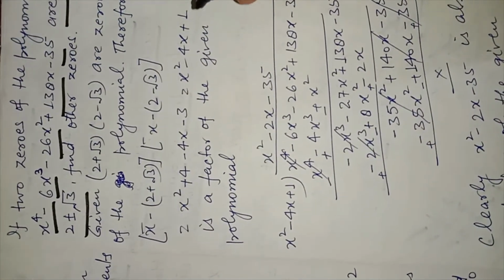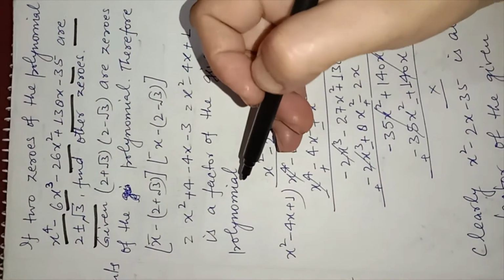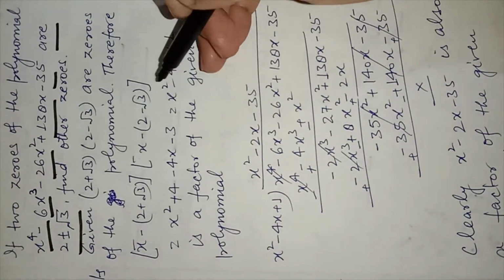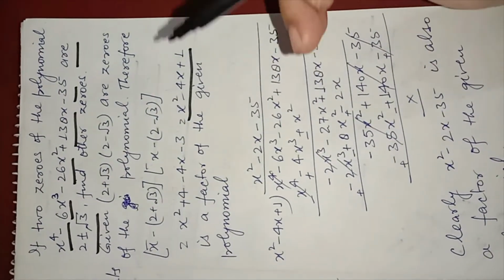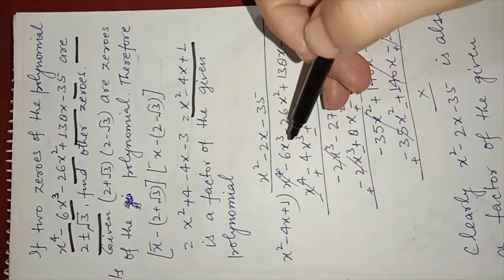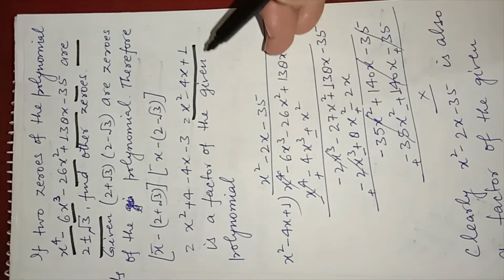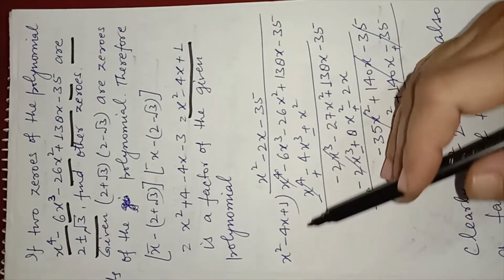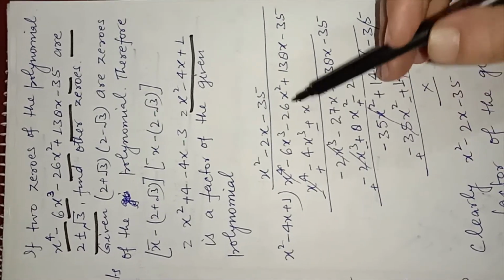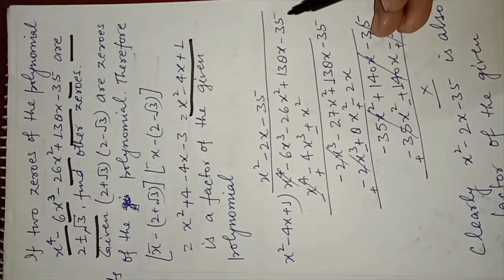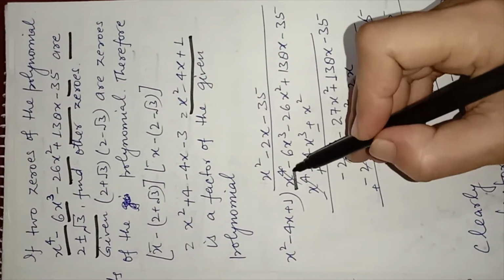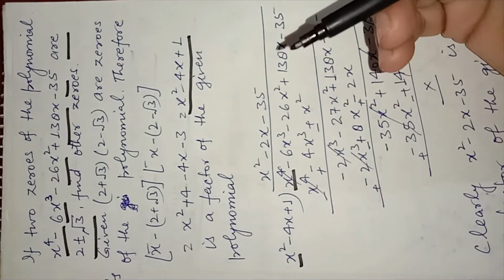Now this will be a factor of the given polynomial, as 2 plus root 3 and 2 minus root 3 are the factors of the polynomial. So this one will be a factor of the given polynomial of 4th degree. So we will divide the polynomial by the factor. X square minus 4x plus 1 will divide x to the power 4 minus 6x cube minus 26x square plus 138x minus 35. As I told you, again I am telling you, we will consider the first term of the dividend and the first term of the divisor.